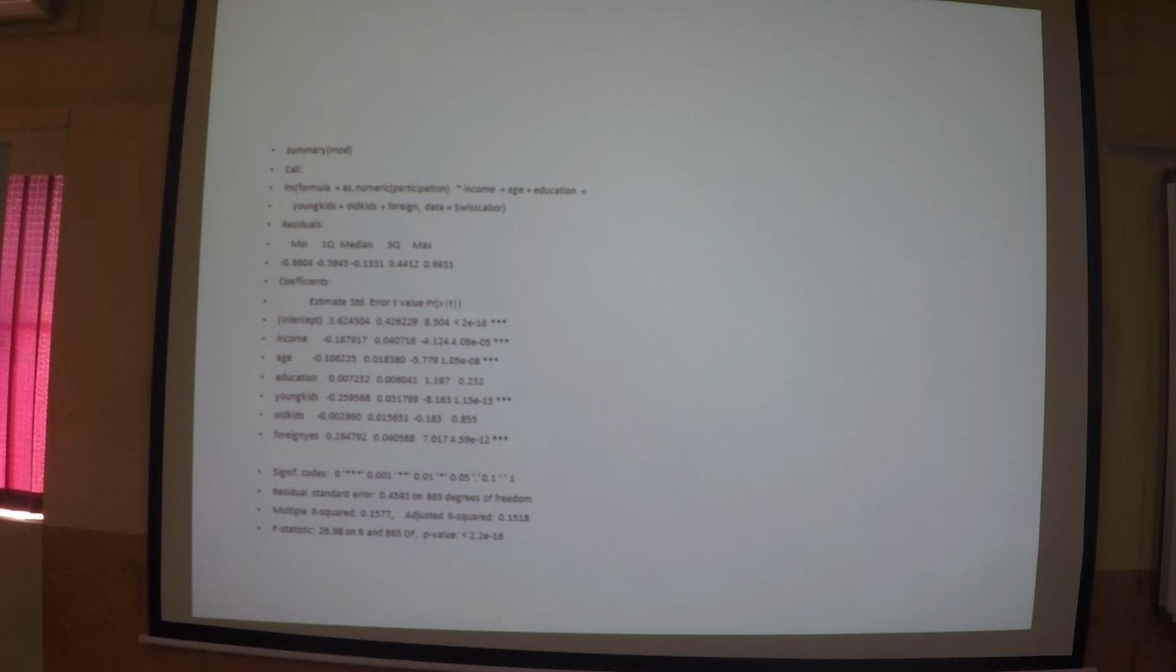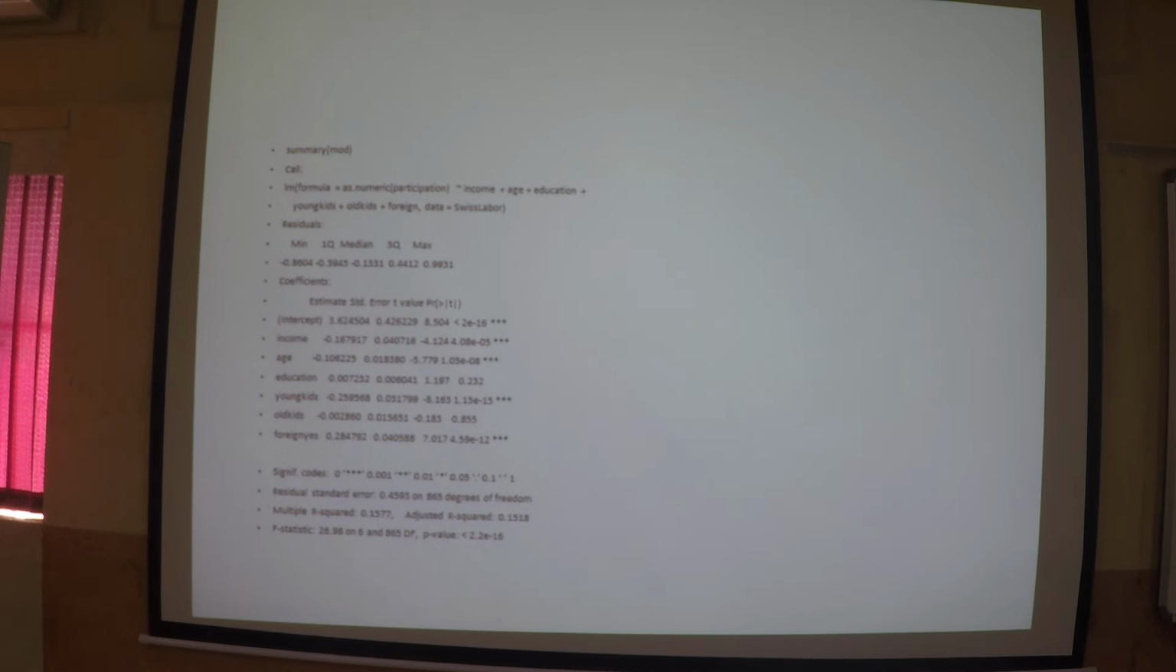So here, when foreign is yes, if you take a group of foreigners who are identical to the Swiss in all other respects, what you're ultimately looking for is the conditional mean of y, conditional upon income, age, education, young kids, old kids, and whether foreign is equal to 1 or not. If you put foreign equal to 1 or foreign equal to 0, all other conditions remain the same. So if you take a group of Swiss people and a group of foreigners in Switzerland, both identical in all other respects, with the same income, age, education, young kids, and old kids, then foreigners are about 0.28 more likely to work compared to non-foreigners.